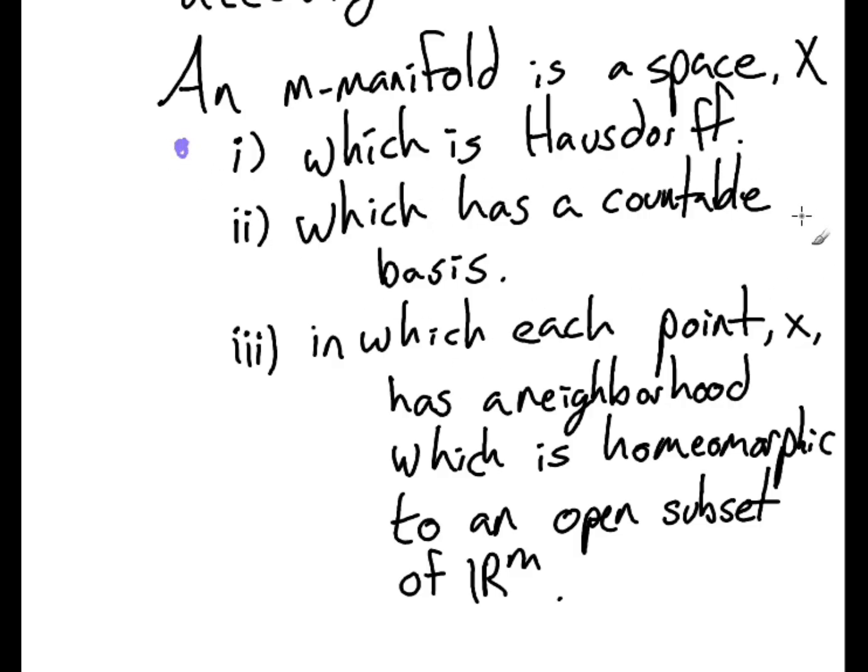One, it is Hausdorff. I will define that in a moment. Two, it has a countable basis. I described what that was before. We can talk about that again in a second. And also, each point has some neighborhood which is homeomorphic to an open subset of R to the M. This is the part of a manifold that lets us say that it looks like real space. So we'll talk about that in a second as well.